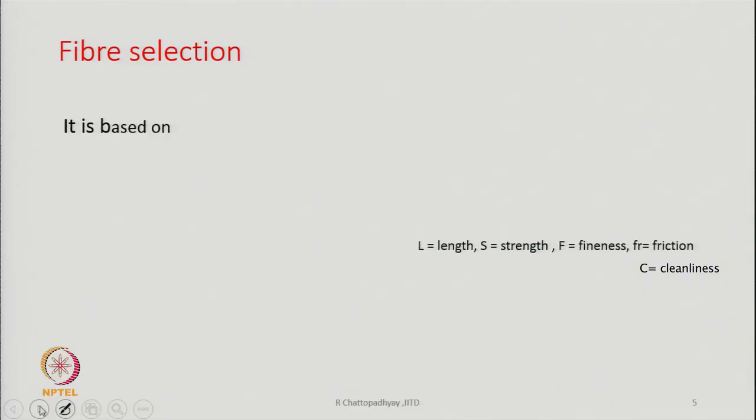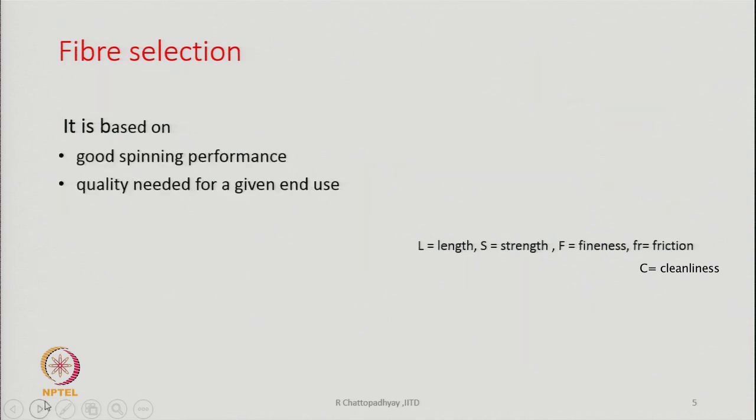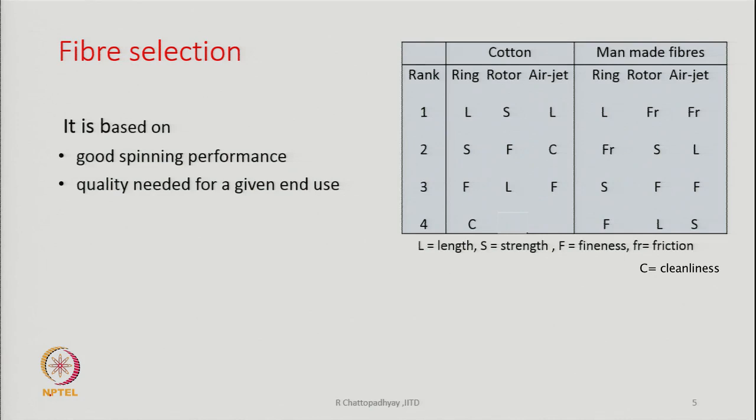So, we want to avoid them. Fiber selection is based on spinning performance and quality needed for a given end use. Now, here a table is shown for different spinning systems, and how the fiber parameters are important.